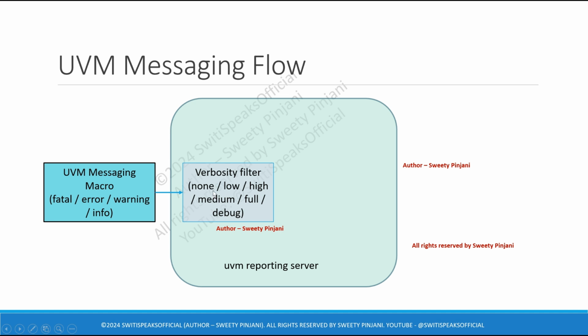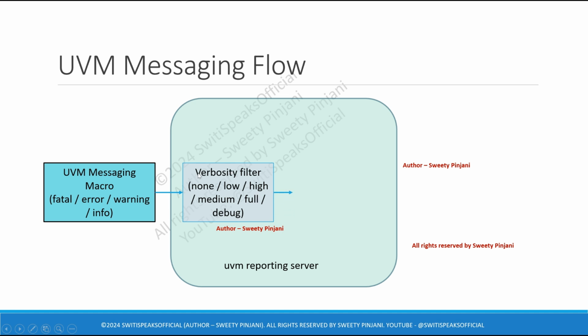And as I said, the easiest way to remember is: none means the minimum number of messages get displayed. Debug means maximum, all messages get displayed. This is the easiest way to remember. So if you set none, only the messages which are set as none will get displayed. If you set low, anything which is none and low will get displayed. If you set high, anything which is none, low, high will get displayed, and so on. Easiest way: if you have none, minimum things will get displayed. If you have debug, all things will get displayed.